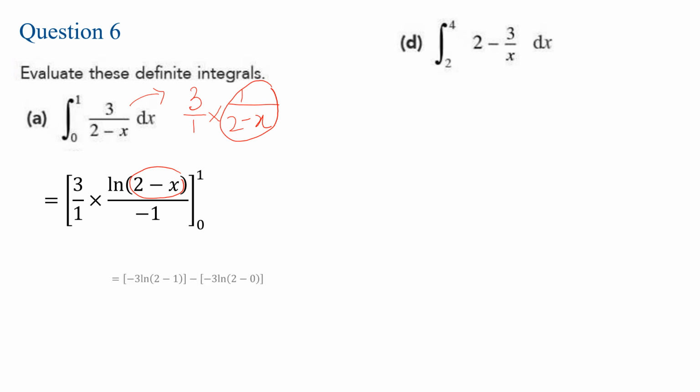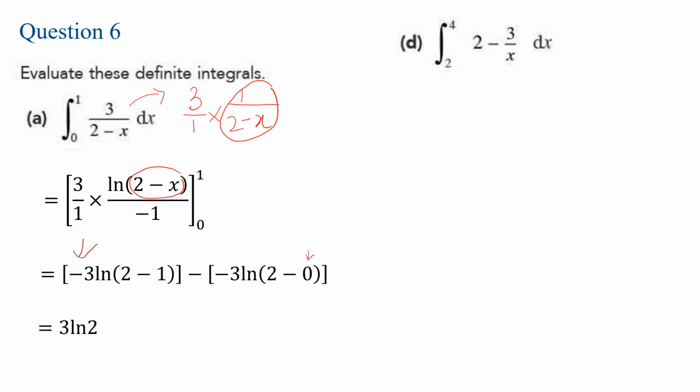But simplify it first. Always simplify it first before you put in the limits. So 3 times 1 over negative 1 will just give you negative 3. So that's negative 3 ln 2 minus x. Put in the limits, x to be 1 first, and then x to be 0. And then use your calculator. Here you can leave it as 3 ln 2, or if you use a calculator, you can just work it out and express it to 3 significant figures.